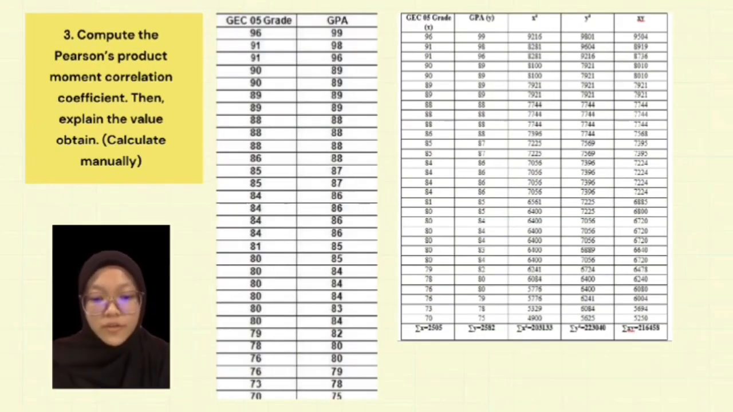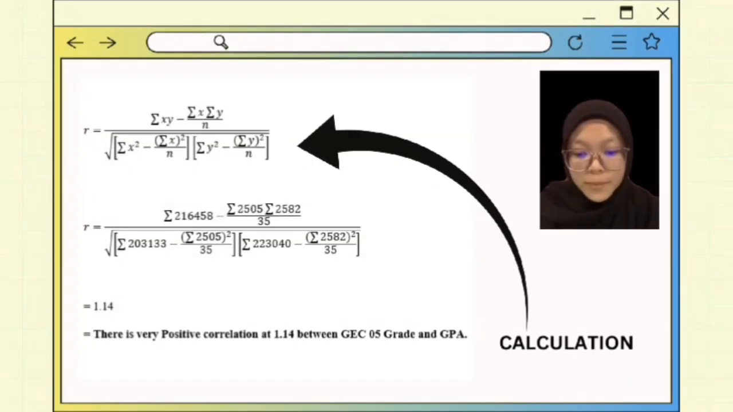In our table, we have 5 columns that contain DAC05 grades, which is X, GPA, which is Y, X squared, Y squared, and XY. For the Pearson product moment correlation coefficient, we use this formula to find the correlation, and the result that we got is a very positive correlation at 1.14 between DAC05 grade and GPA.